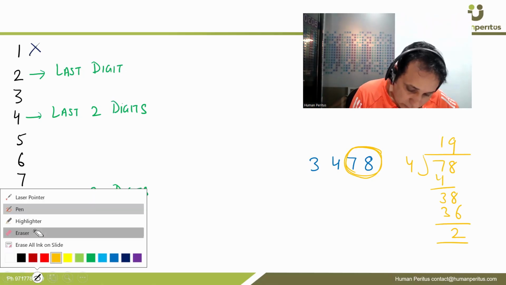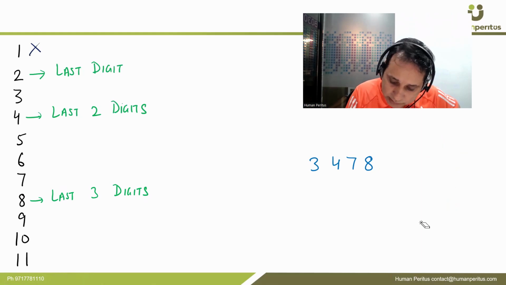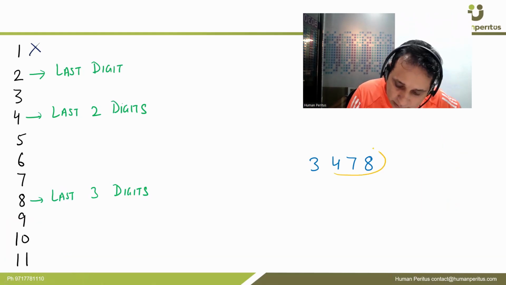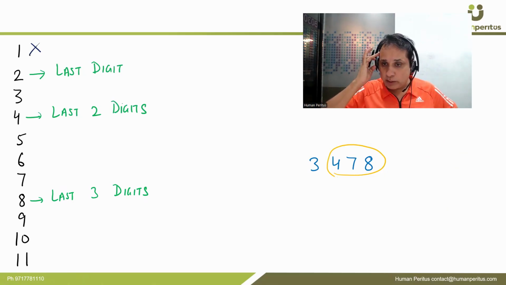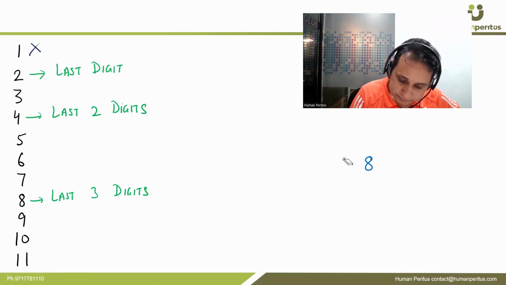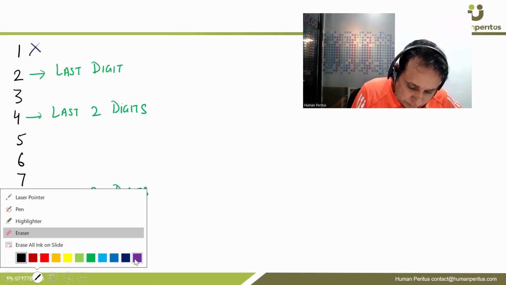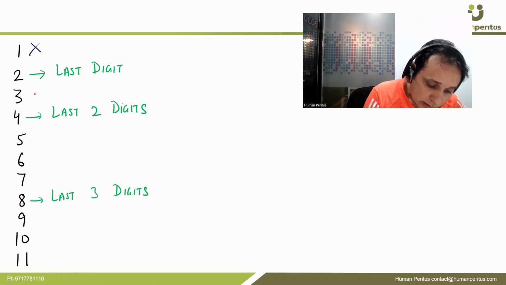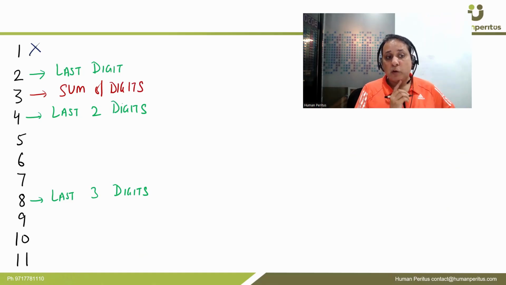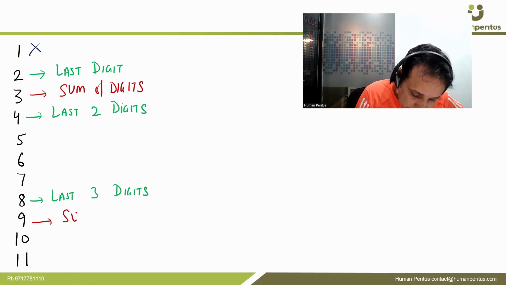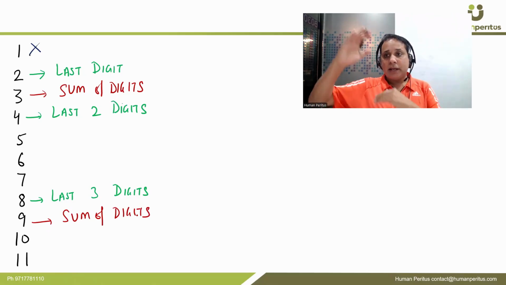Similarly, if you want to check for 8, what will we do? We'll check the last 3 digits of the number, whether they are divisible by 8 or not. So 2, 4, 8, remember together in your mind, and this is done. Let's move faster. What about 3? Sum of digits. Sum of digits should be divisible by 3. What about 9? Again, the same thing. Sum of digits should be divisible by 9. 3 and 9, remember together.